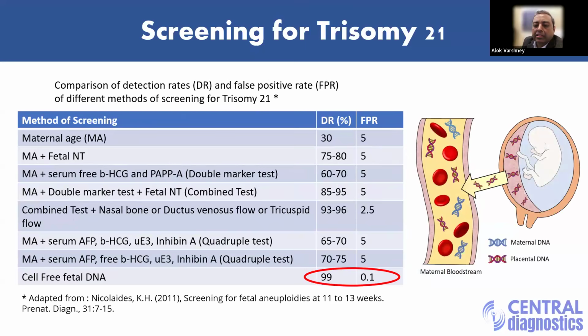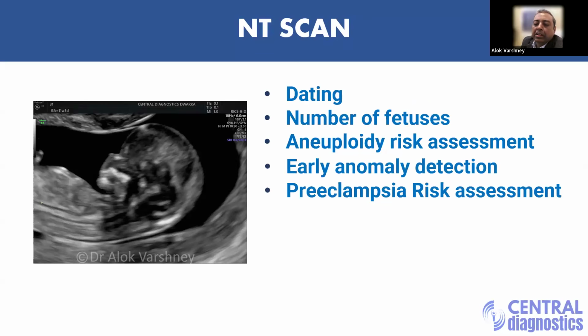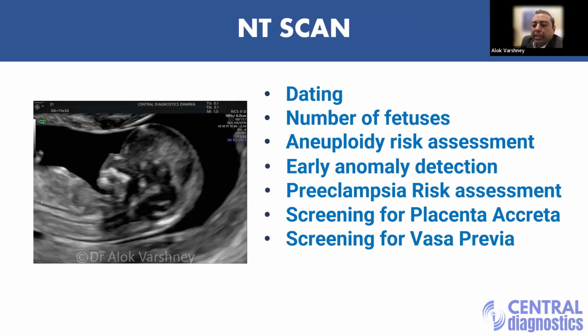In many countries, NIPT is the choice of test for aneuploidy screening, and many countries are not doing NT scan at all. So we need to realize that an NT scan is not just about aneuploidy risk assessment. It tells us about accurate dating and the number of fetuses. It is helpful in early anomaly detection and preeclampsia risk assessment. It is also helpful in screening for placenta accreta and vasa previa. What it probably does not do that well today is screening for preterm labor.